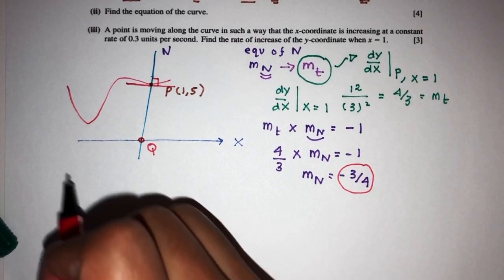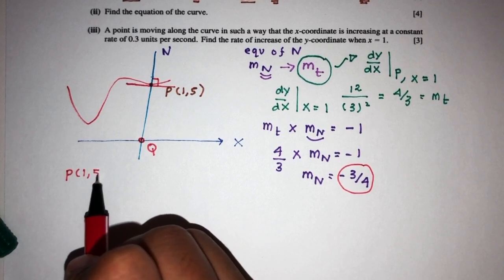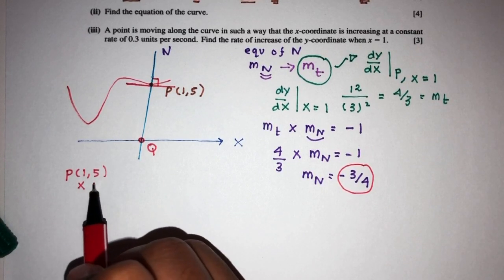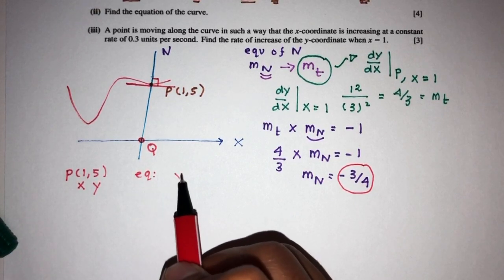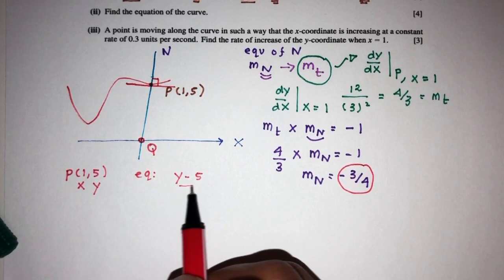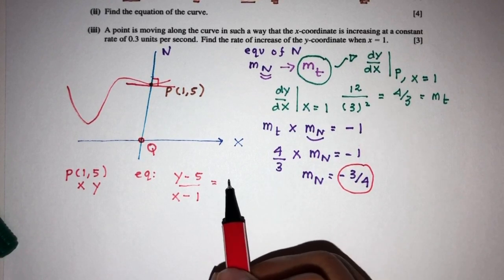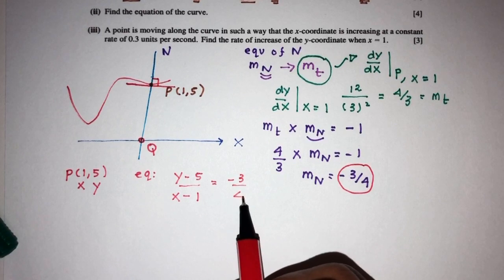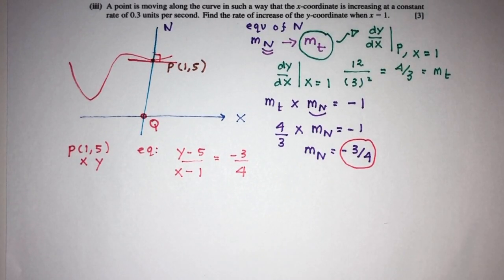Now, we have the gradient and we have a passing point, which is the point P. P is (1, 5). This is my x value and my y value. So to find the equation, pretty easy: y minus its corresponding value over x minus its corresponding value is equal to minus 3 over 4, which is its gradient. This is the method that I prefer to use for finding the equation of a straight line, so it's up to you if you want to use this method.